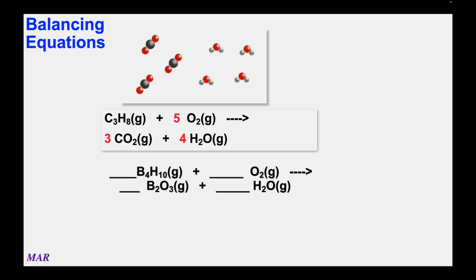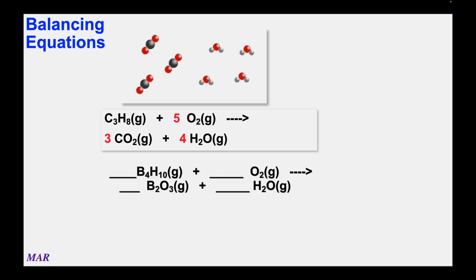Another example is this thing. This is B4H10, a boron compound. It also reacts with oxygen. It makes a compound called boric oxide. You don't need to worry about that. That's B2O3, and water. So again, I'm going to try and leave the oxygen by itself, all right? Now, there's a little bit of a twist here I want to talk about. So first of all, we'll start off by, again, having oxygen at the end.